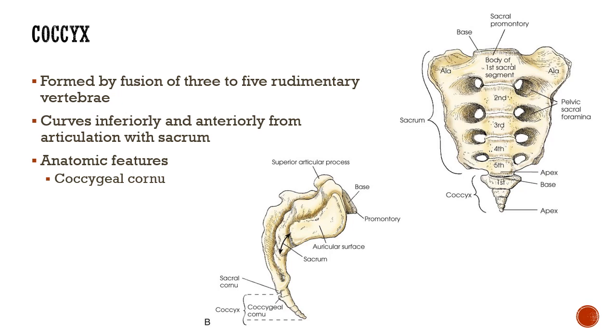The coccyx is formed by the fusion of 3 to 5 rudimentary vertebrae. It curves inferiorly and anteriorly from articulation with the sacrum, and it has a coccygeal cornu. The most superior portion of it is the base, and the bottom portion is called the apex, just like the sacrum as well.